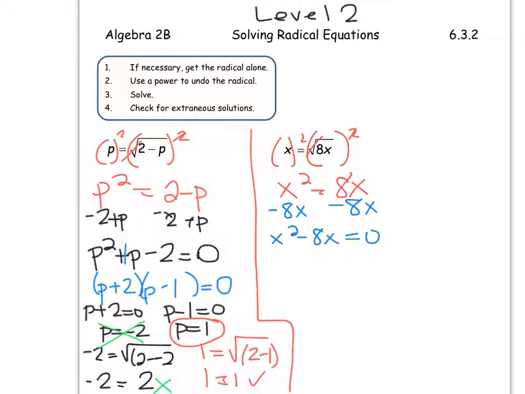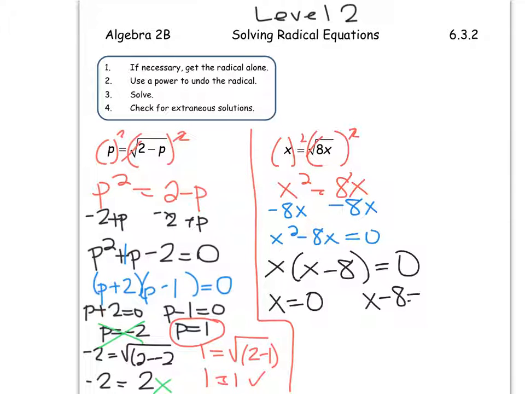This time, the AC method is not going to work. When I only have 2 terms, I look for the greatest common factor, which happens to be x. So I'm going to divide both by x. That leaves me x minus 8. And I'm going to set each factor equal to 0. So x equals 0, x minus 8 equals 0. So add 8 right there, that'll be x equals 8. My 2 possible solutions are x equals 0 and x equals 8.